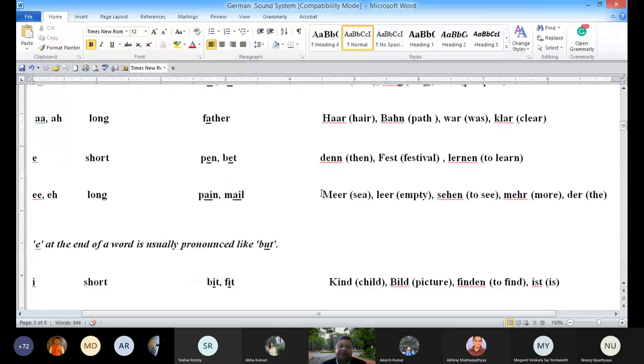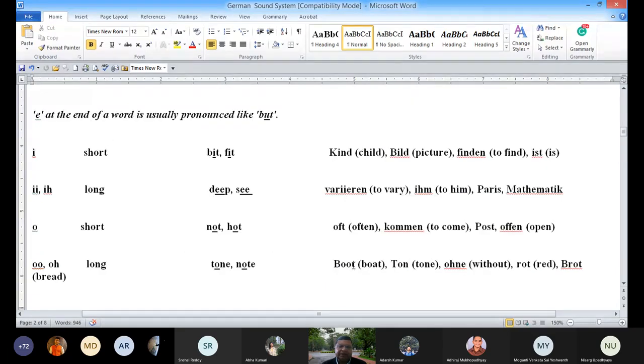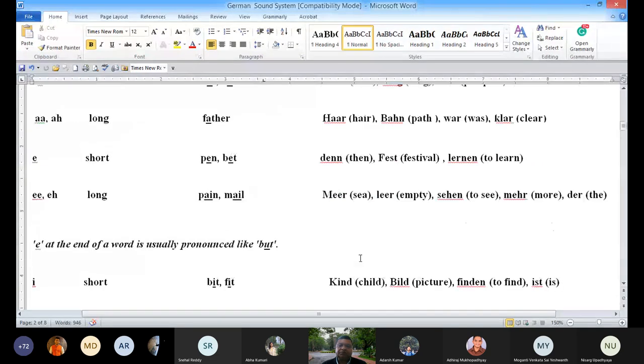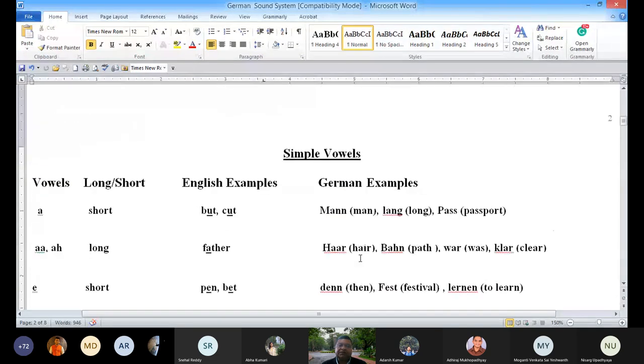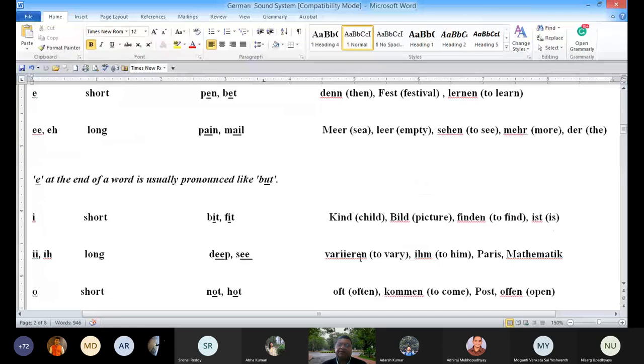Otherwise there will be a mistake. You are having English sound in your mind. MER you will pronounce mere, which is not correct. First you pronounce pain. So here it becomes mare. Similarly, BOOT should be pronounced boat, not boot, boat. Just like tone, it should be boat. So these are the simple vowels I explained.